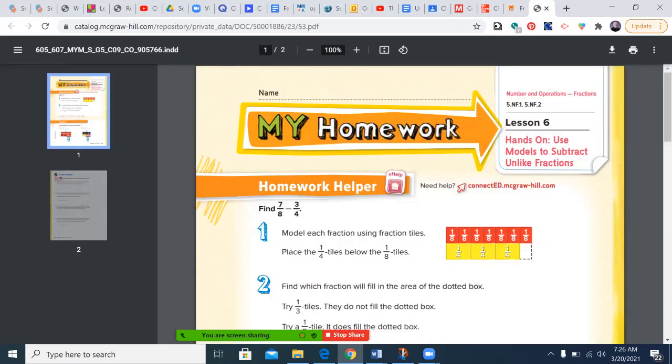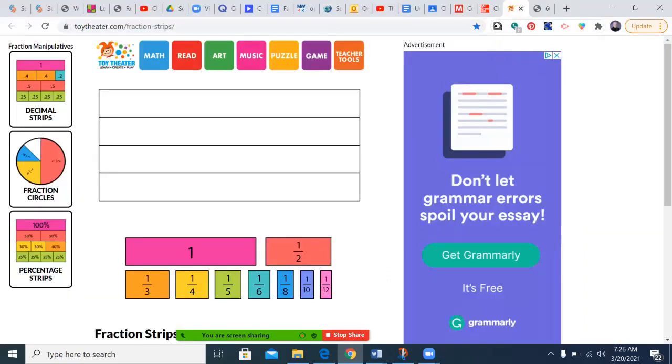Let's look at today's assignment. We're going to be using models to subtract unlike fractions. Again, you will see the posting for our fraction tiles here, your fraction strips. So you don't actually need to go and find Miss Spickerman's pocket. But if you have some at home, feel free to use them.